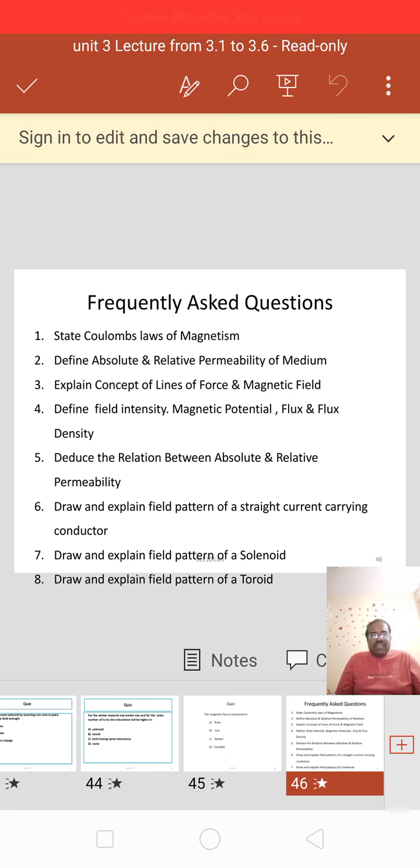which were asked in previous examinations, that is September and December of 2020.